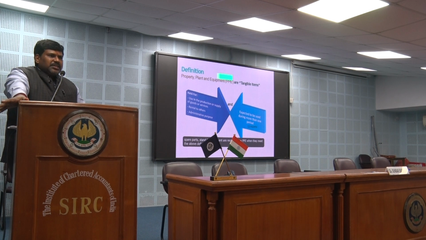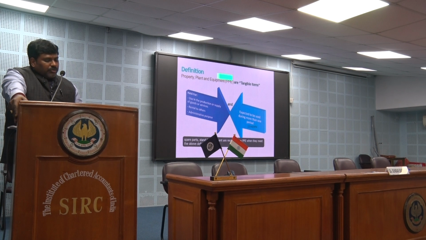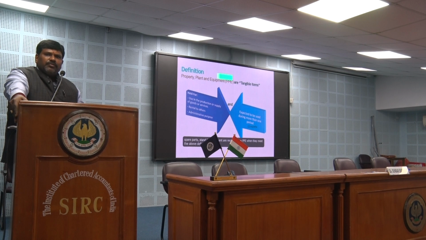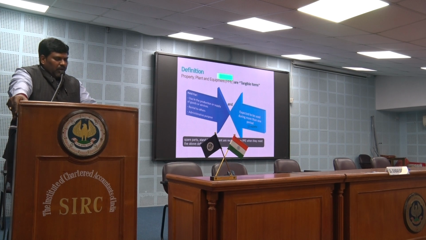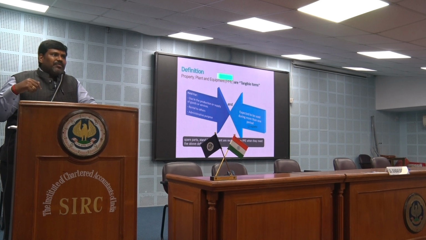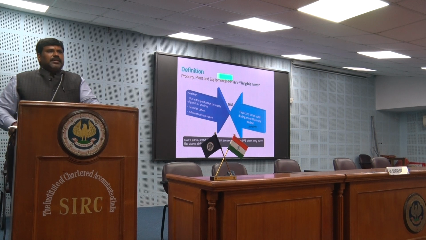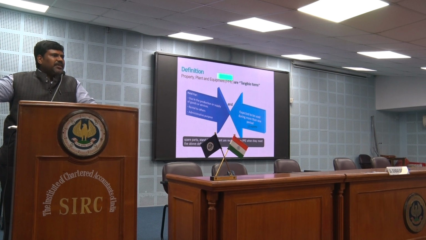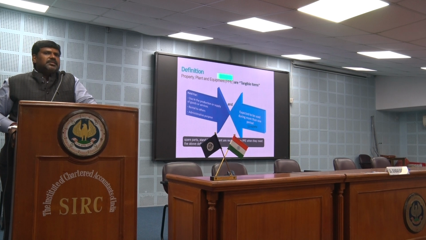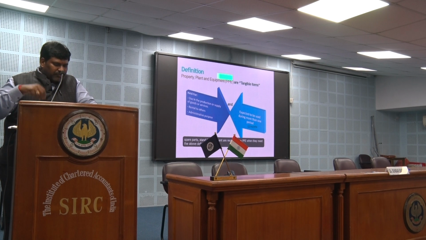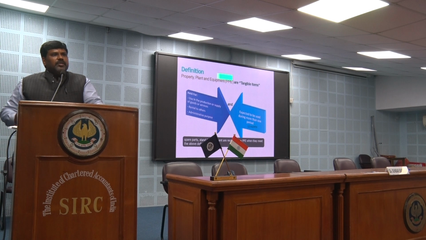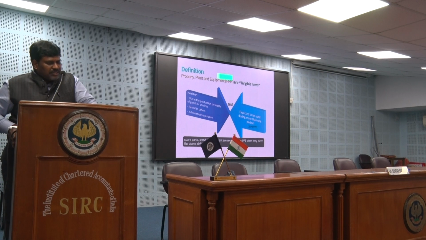The definition says property, plant and equipment are tangible items. Two important conditions: A, held for use in the production or supply of goods or services, or as rental to others, or for administrative purposes. Held for sale versus held for use. Where an item is held for sale in the ordinary course of business, it comes under your inventory. It is held for use for the purpose of production or supply of goods or services, as rental to others.